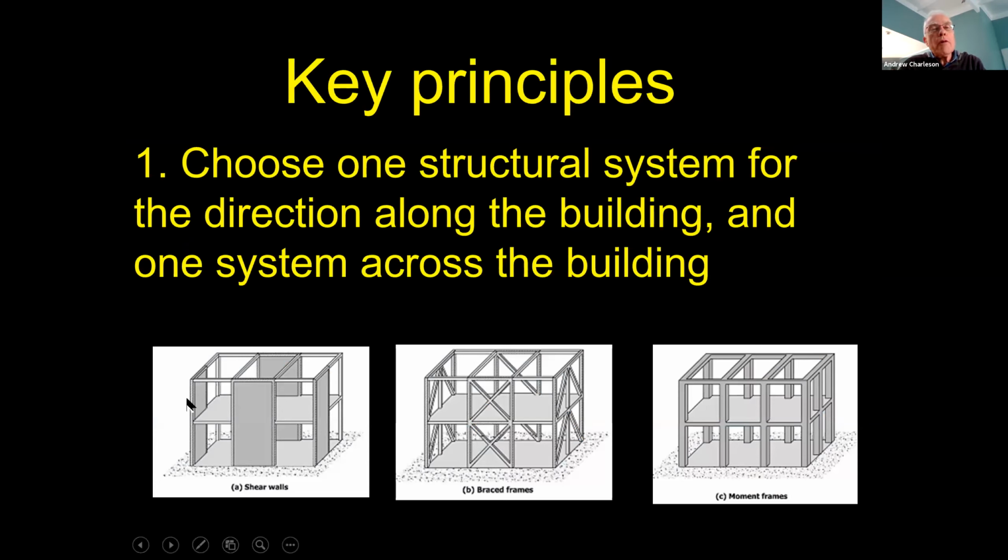And so I'm just going to summarize the principles that I gave you for low-rise construction, because they apply just the same for a multi-storey building. So the first principle is that you've got to choose one of these structural systems for the direction along the building and one of those systems across your building. So in diagram A, along the building, 2 shear walls. Across the building, these 2 shear walls.